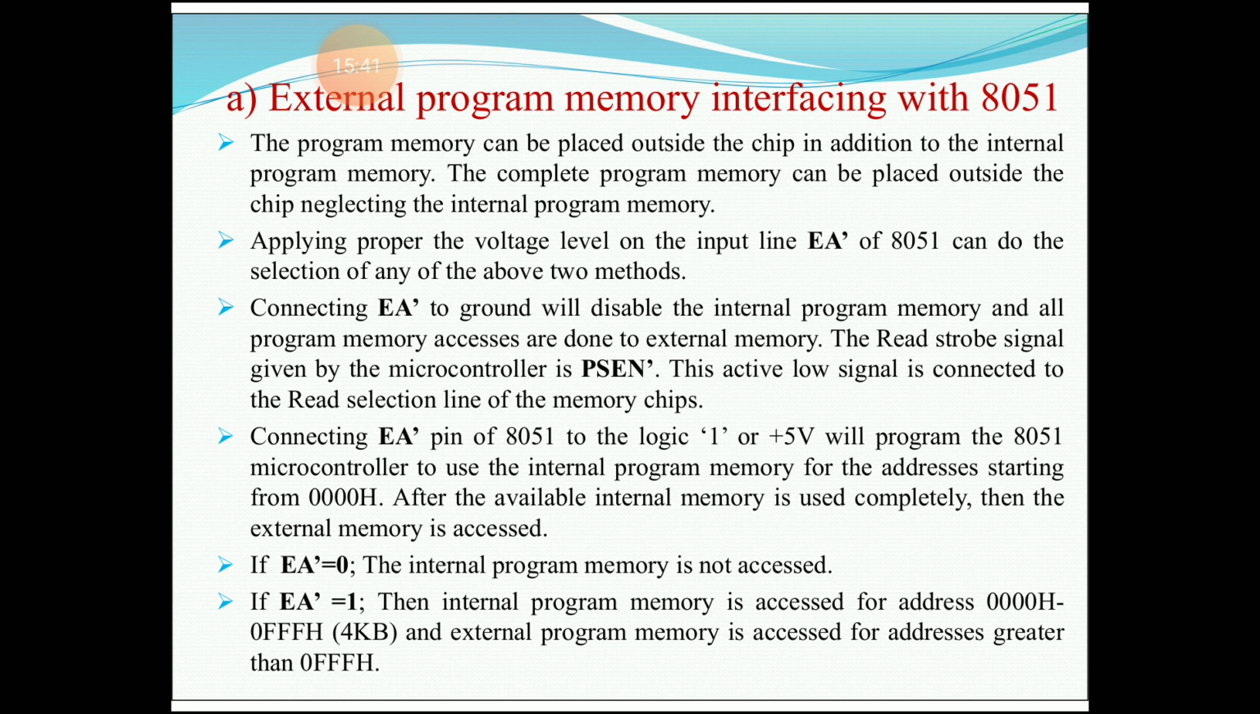Connecting EA bar to the ground will disable the internal program memory, and the program memory accesses are done to the external memory. The read strobe signal is given by the microcontroller, that is PSEN bar. This active low signal is connected to the read selection line of the external program memory chip.